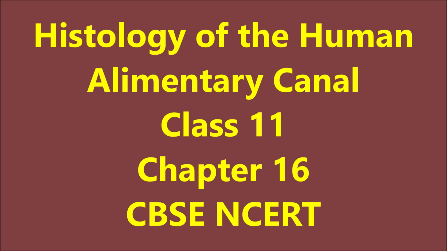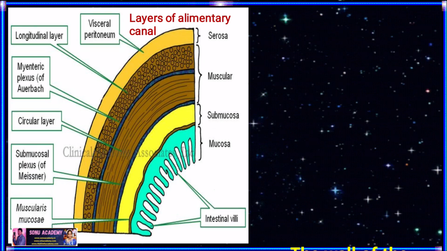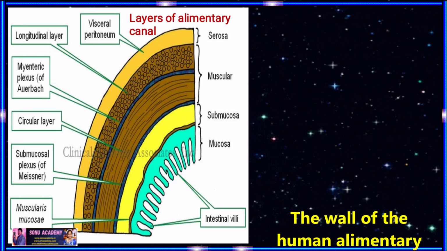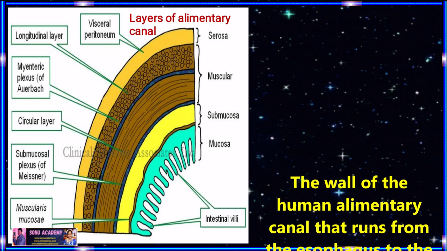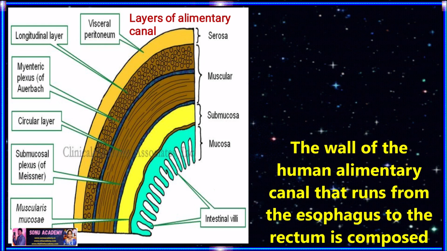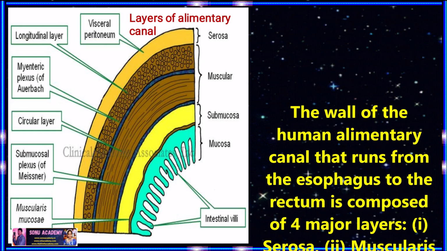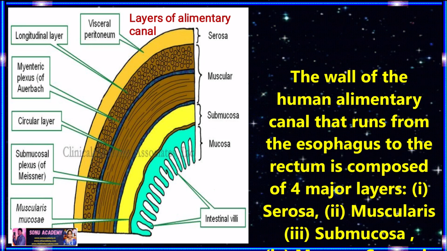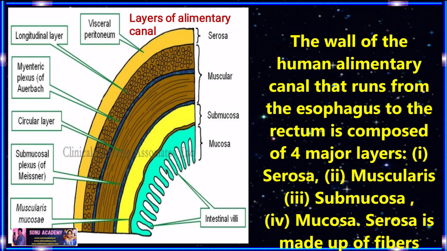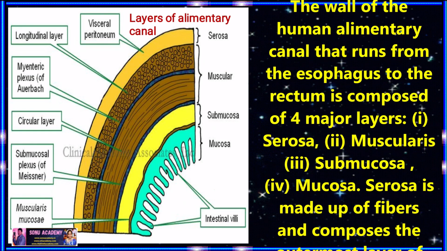Children, let us discuss the histology of the human alimentary canal. The walls of the human alimentary canal, which runs from the esophagus to the rectum, are composed of four major layers. One is serosa, second is muscularis, third is submucosa, and fourth is mucosa.